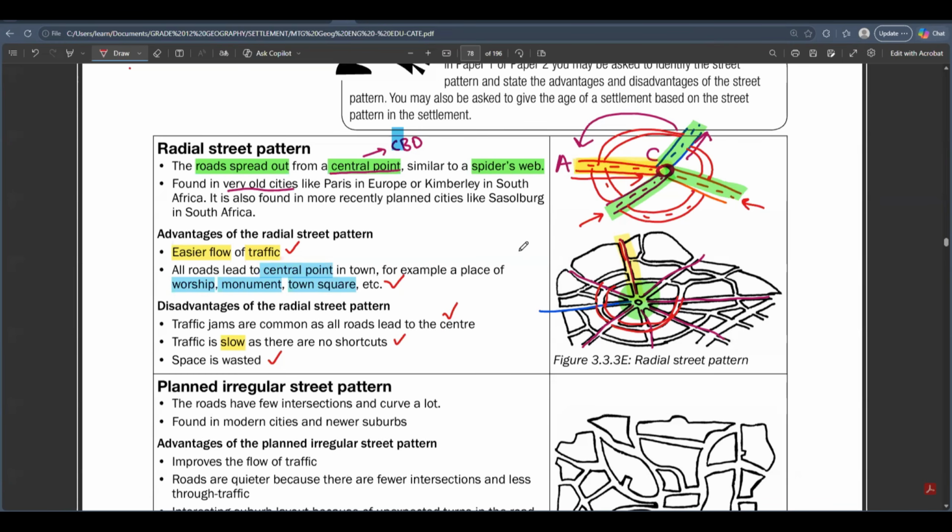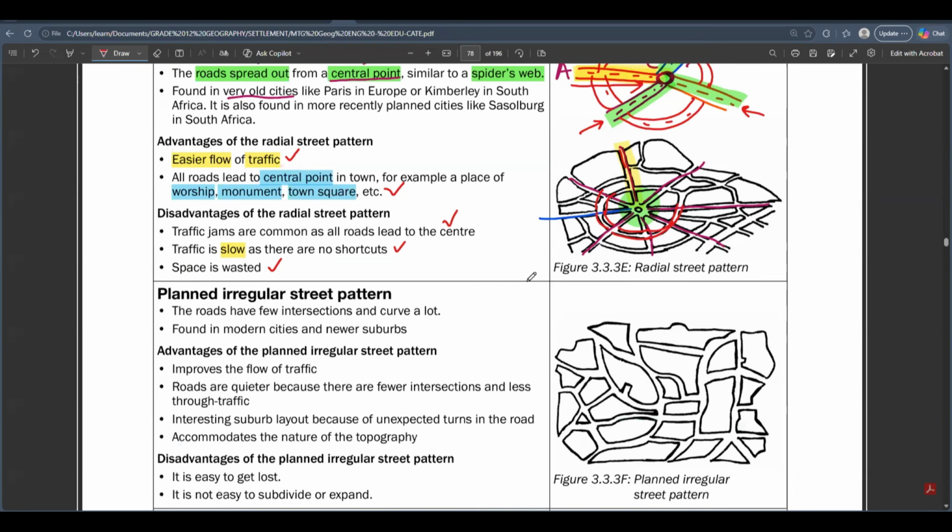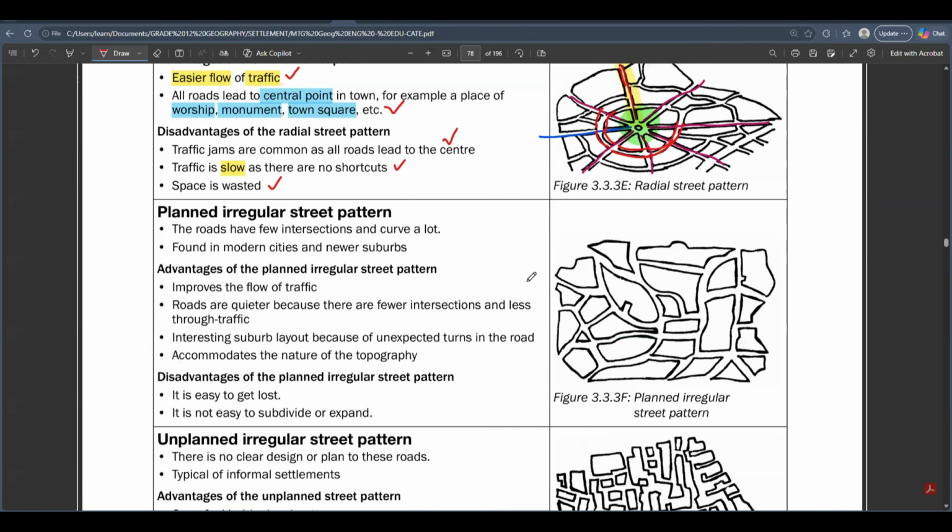Then we've got the planned irregular straight pattern. So this is planned, but it is irregular. It doesn't have a regular shape, but it is planned. In the planned irregular straight pattern, the roads have got fewer intersections and a lot of curves. So the roads don't meet that much, but they curve quite a lot.